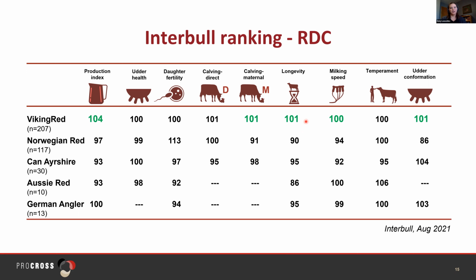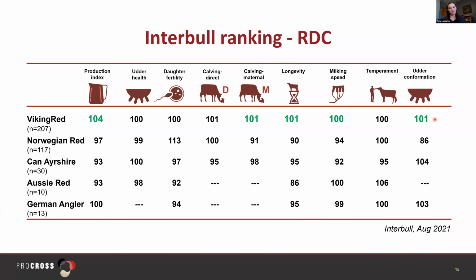On longevity, then, it's no surprise with the difference in production that Viking Red's going to have better genetic capacity for longevity than these other breeds. They also are better on milking speed than a couple of these others. All the breeds are equal here for temperament, maybe Canadian Ayrshire a bit lower here.